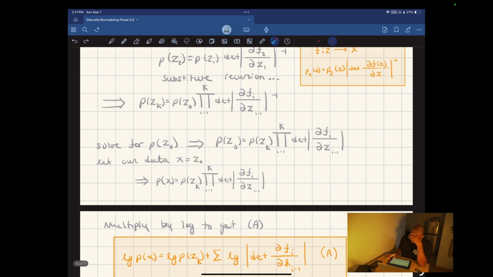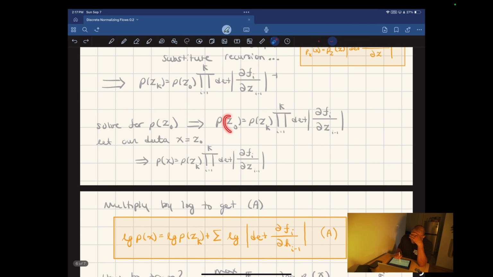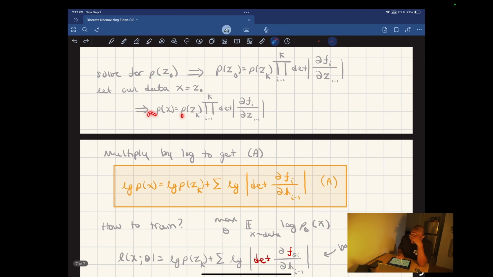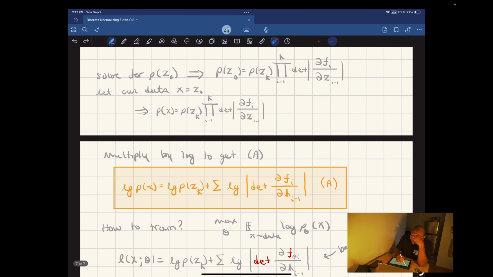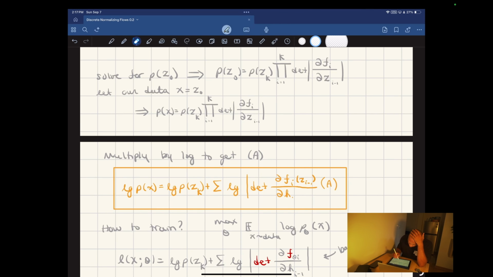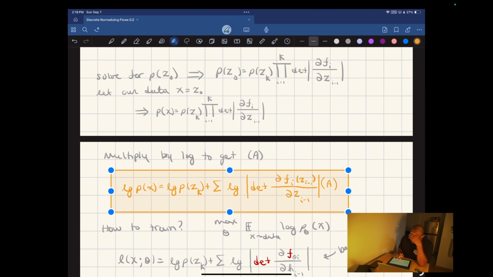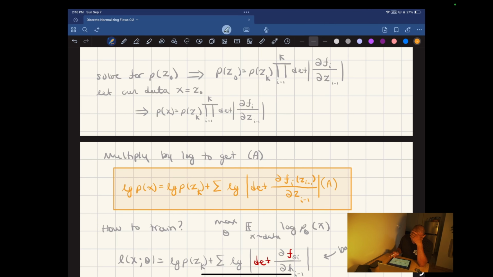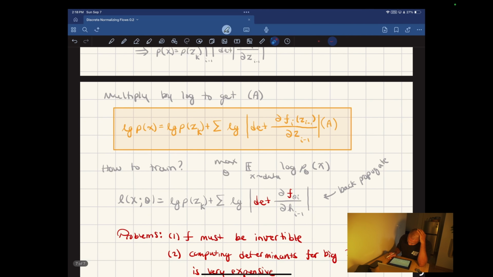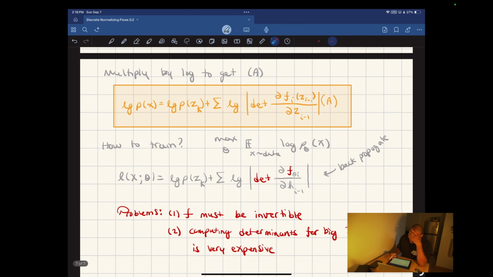And then I just make this x just so you can see that it's data, right? So we have this, and then you just bring the log through. This becomes a plus and a summation. So we have this. So this is A. That's our original equation. So how do we train?